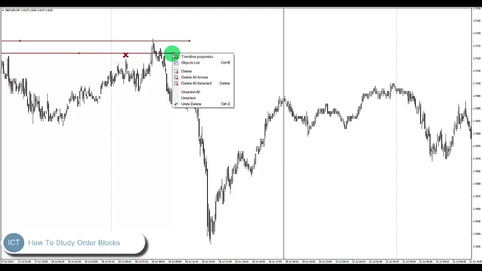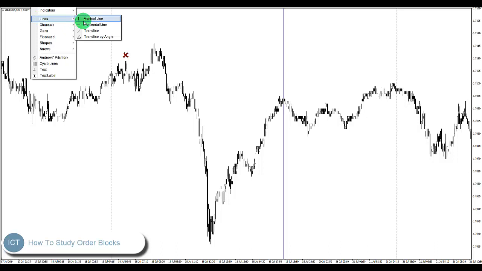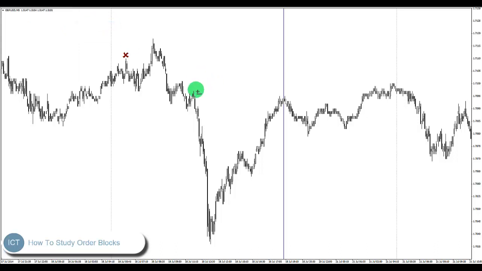And let's get rid of these and work with horizontal lines and not be so cumbersome. So we have this bullish candle prior to the move lower. So we are inside that order block here. Price structure is from this high down to this low.